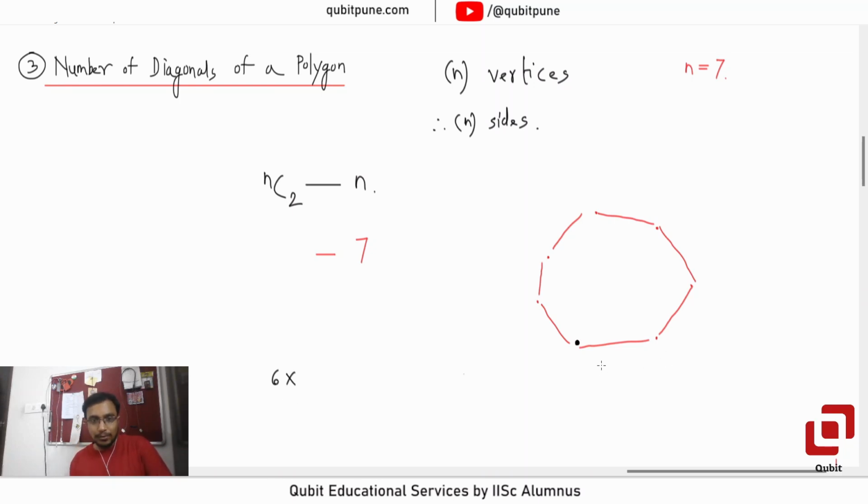Now suppose you go to the next point. How many options do you have now? You can't come back to this. So how many options do you have? 5. Now suppose you go to this. How many options do you have? 4. Suppose you go to this. How many options do you have? 1, 2, 3. Suppose you go to this point. How many options do you have? 2. And then 1. Is it clear?